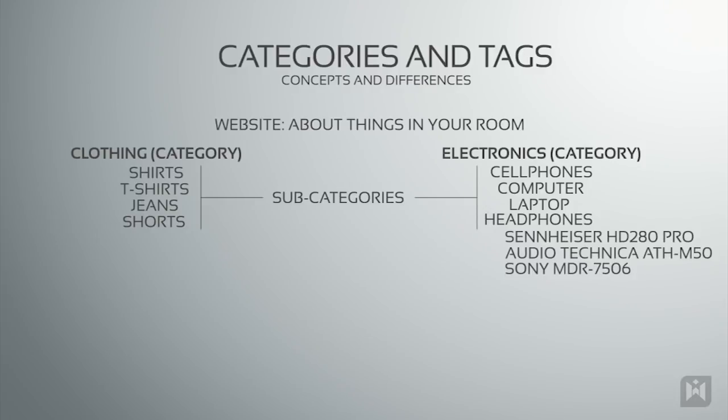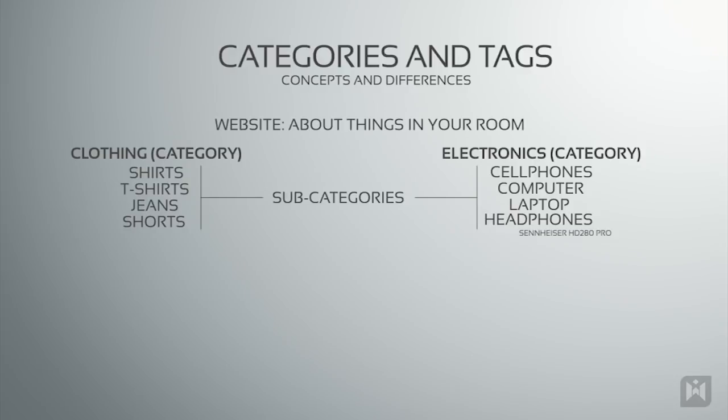Say you have 3 pairs of headphones. Would you create another category and group it under headphones? No, you wouldn't. This is where we use tags. We can fine-tune the electronics category by tagging the 3 pairs of headphones with their brand, make, and model number.